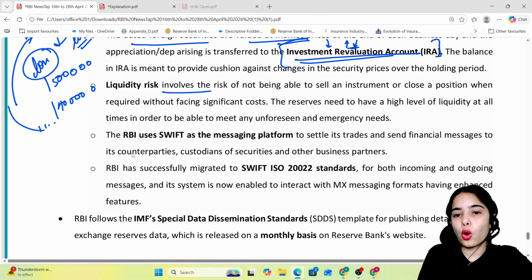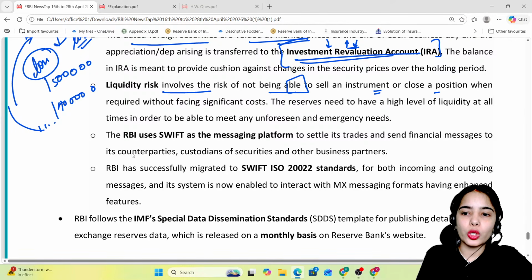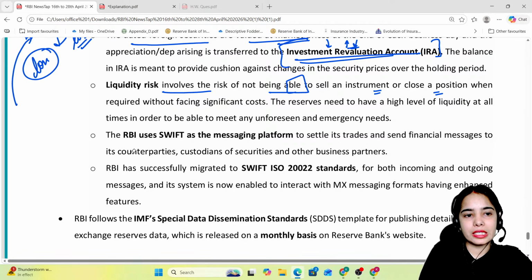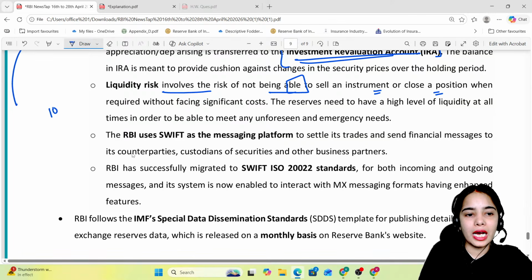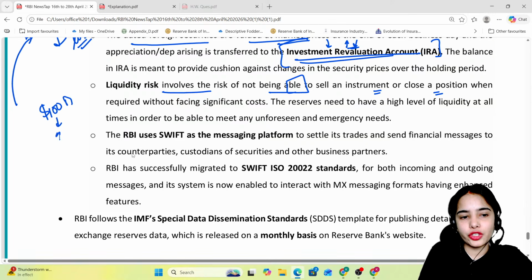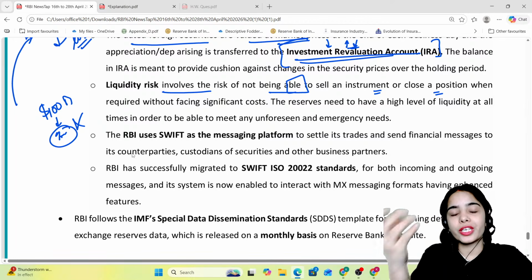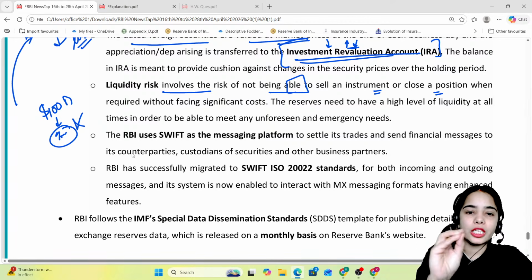Liquidity risk involves the risk of not being able to sell an instrument or close a position when required. Liquidity risk is when the instruments do not have sufficient liquidity. So basically, if RBI has invested, let's say, $100 billion in an instrument, and the RBI is not able to sell the instrument because there is not enough liquidity in the market, that is known as the liquidity risk.